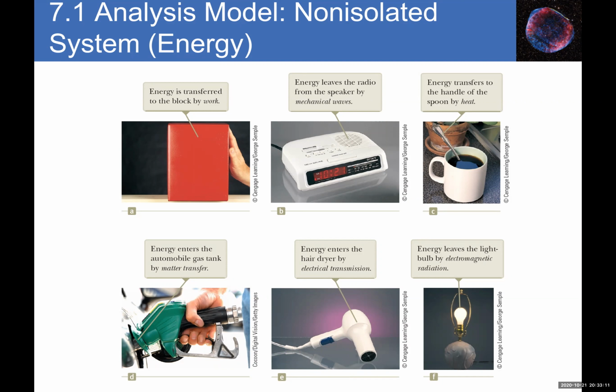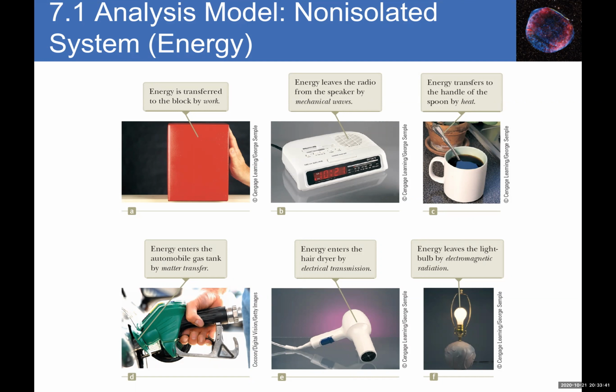Also, you have electrical transmission. A hair dryer: energy enters the hair dryer by electrical transmission. Also, light energy leaves the light bulb by electromagnetic radiation. Generally, radiation here doesn't mean radiation in a medical sense; it's more that something radiates in every direction.